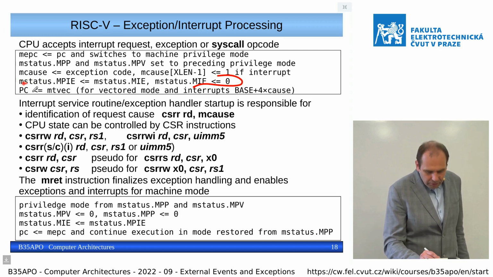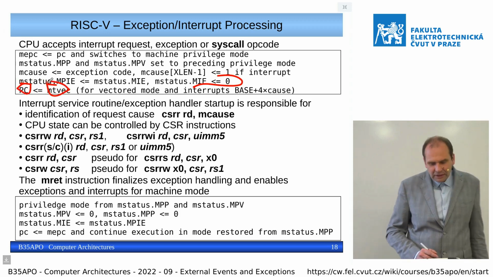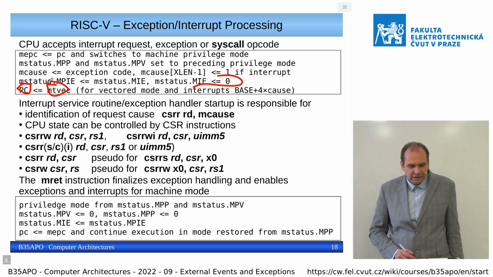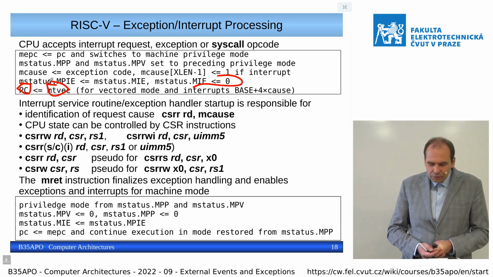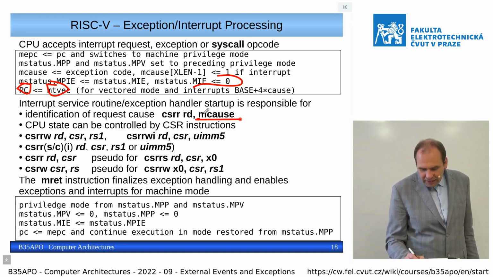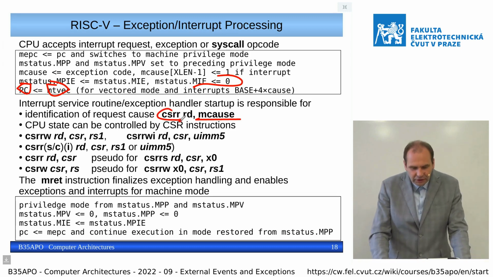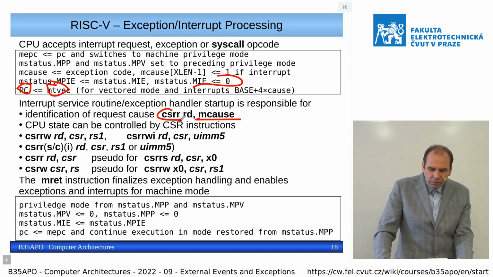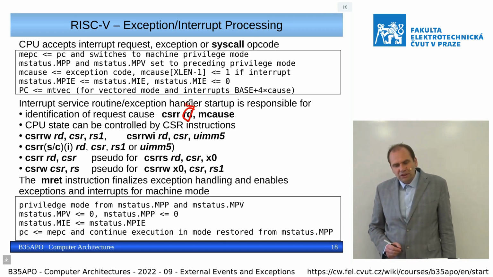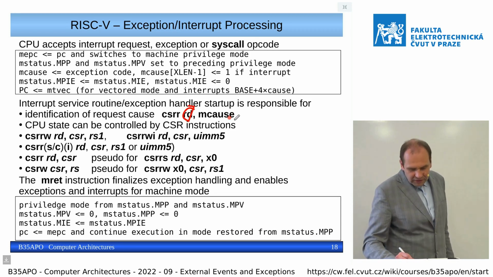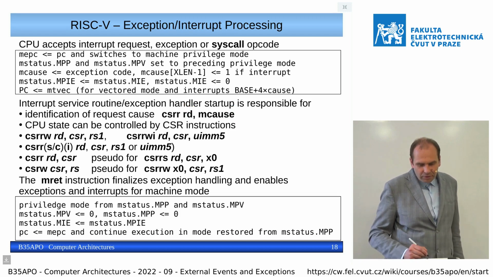And the program counter is set to the address where mtvec points. And what we can do inside such interrupt processing code, we need to find what was the reason. So we can use a special set of instructions which allows us to read a control status register. So it is instruction CSRR, meaning control status register read, and we can read it to a standard general purpose register. For example, we can read the cause register and determine what was the reason.